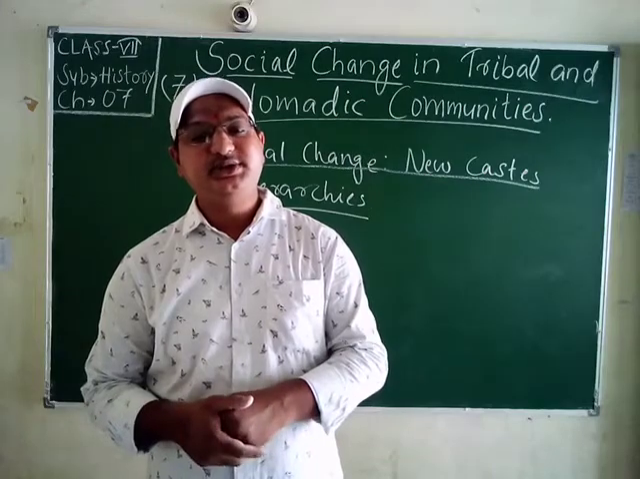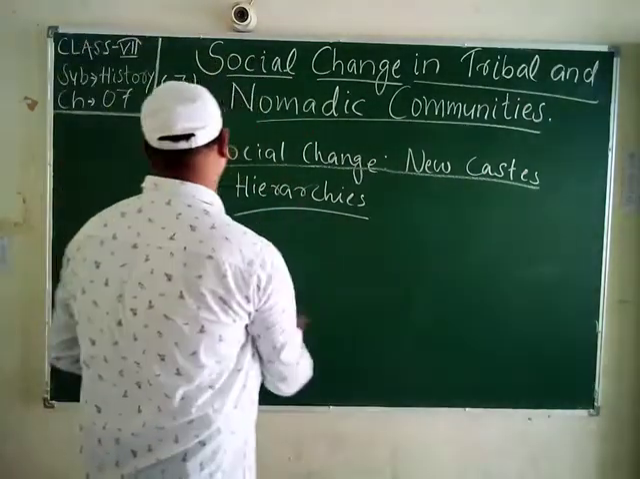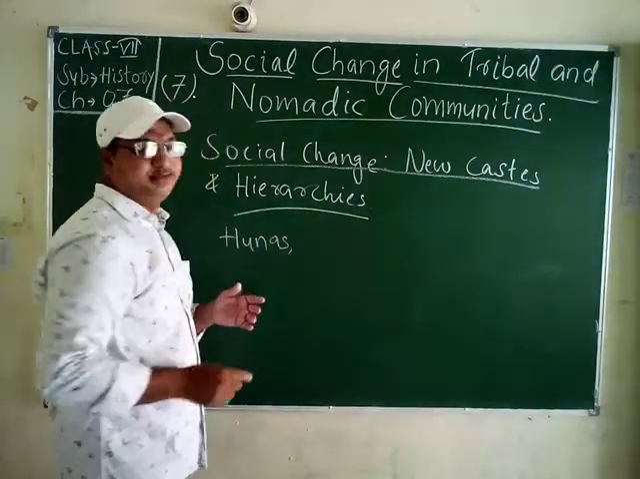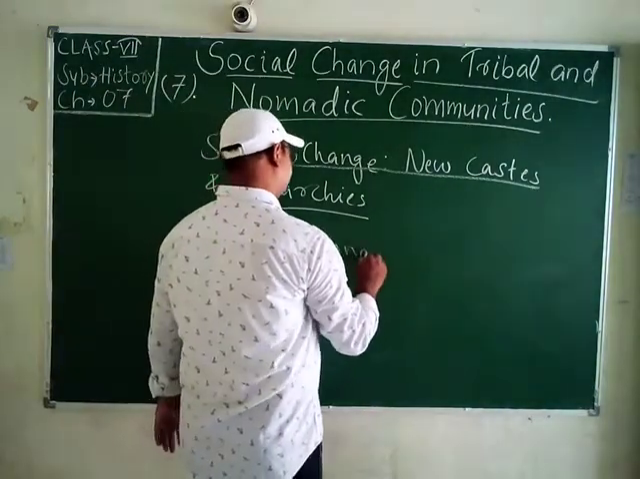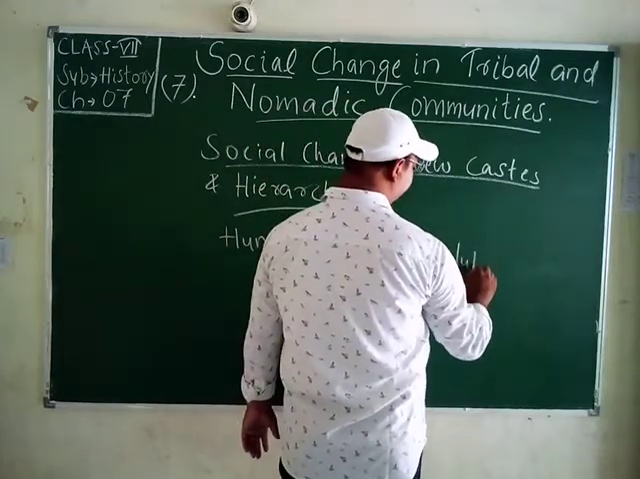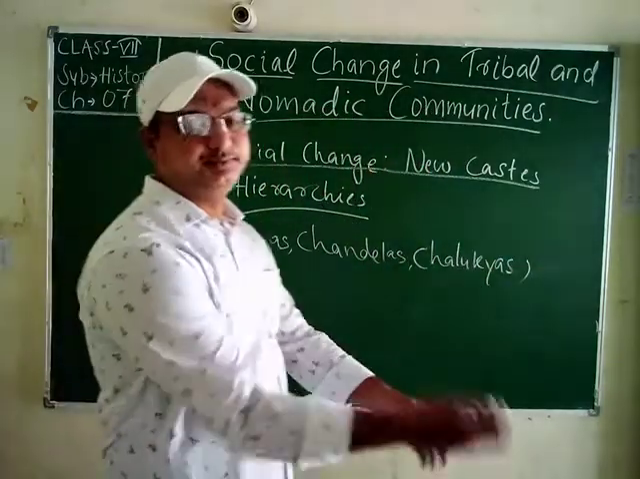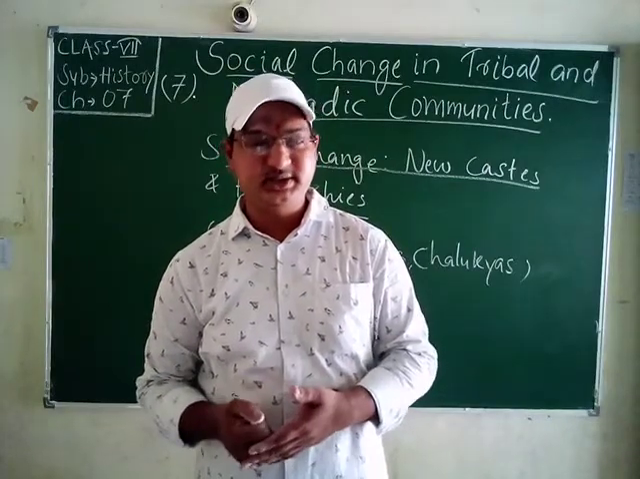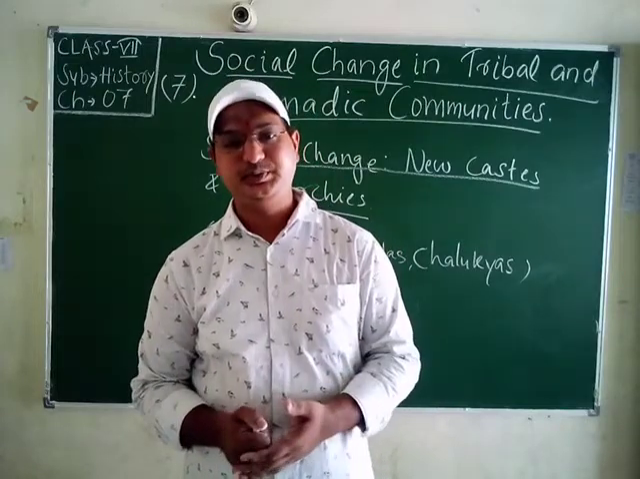With the coming of various Central Asian tribes into India as conquerors, like the Hunas, Chandilas, Chalukyas, and others, the graded Indian social norms gradually made adjustments and accepted them into the folds of Varna as Kshatriyas.